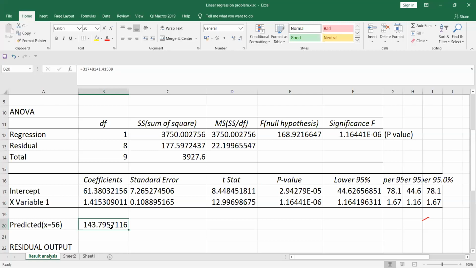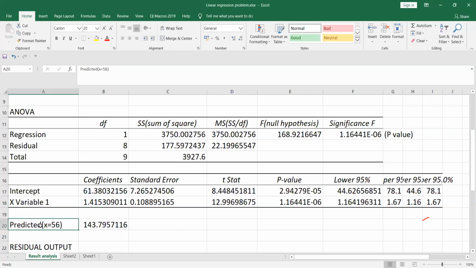Now the equation is in B17. So this coefficient plus, it is mx plus c. This is your coefficient, and this is your intercept, times the X variable. So the X variable times the coefficient gives you the predicted value.